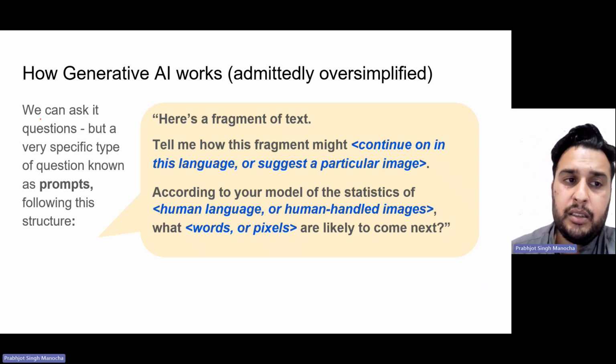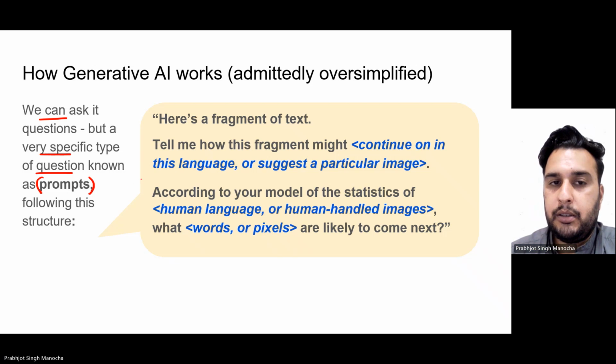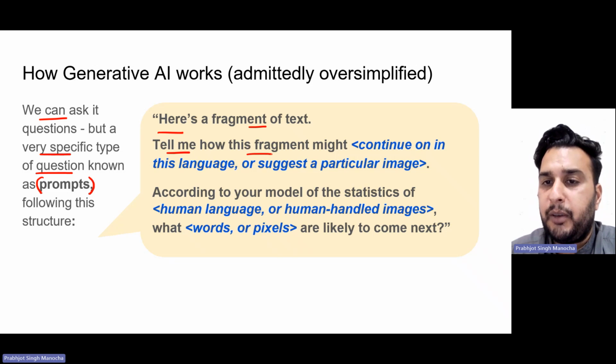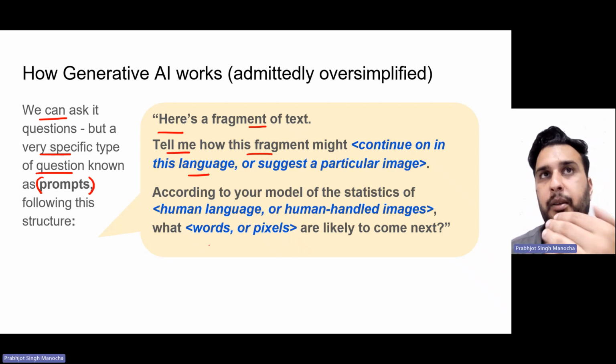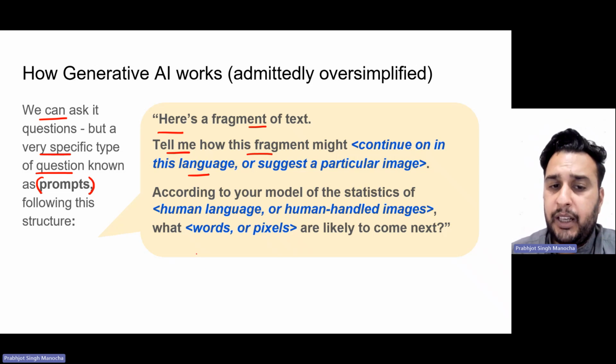We can ask it questions, but very specific types of questions, which we call prompts, following these structures. So here is a fragment of text, like an example. Just tell me how this fragment might continue in this language, or suggest a particular image. You can ask that. Or for example, let's suppose I'm a programmer. I want to start programming, I'm not very new to it and I do not want to start from the beginning. Yes, I can give the prompts.